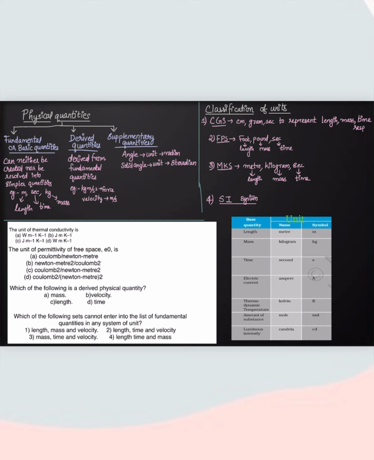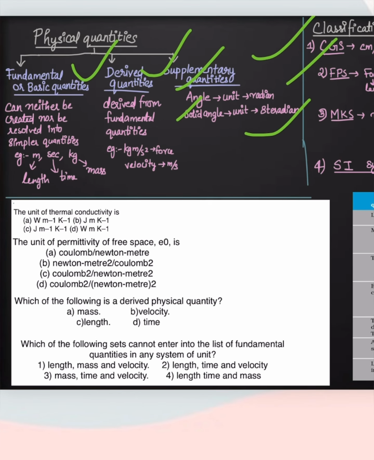So firstly we studied the fundamental or basic quantity, then the derived quantity derived from fundamental quantities, and the supplementary quantity with two units, angle and solid angle. Radian is the unit of angle, and steradian is the unit of solid angle. Okay. And now we can do some questions on this.